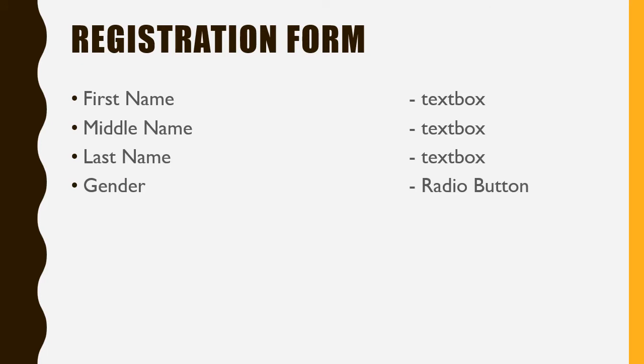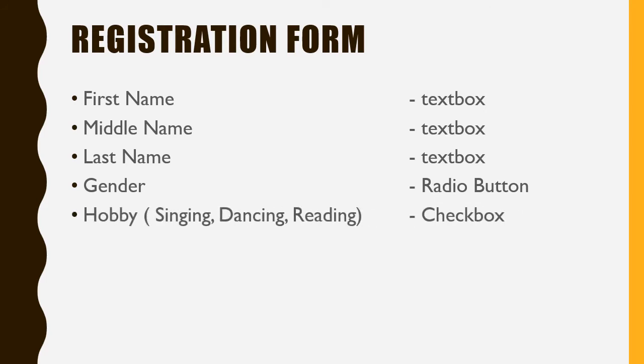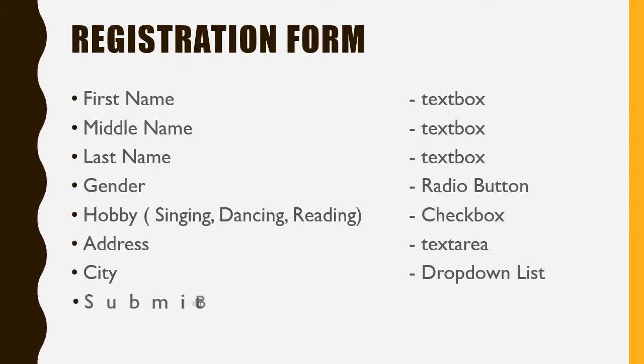Gender, for gender we have to take the radio button. There will be male and female. Hobbies, for that we have to take the check boxes because at a time one user can select more than one option. Address, the address accepts more than one line, so we have to use the text area. Text box accepts only one line at a time. City, for that we have to create a drop down list so that the user will get the drop down list. From there the user will select the city.